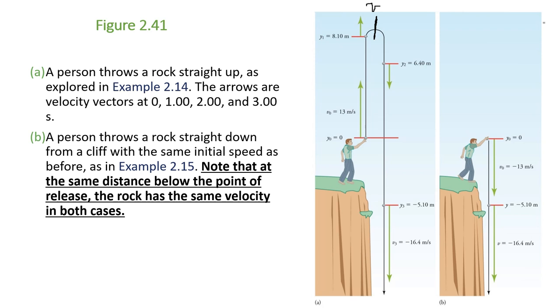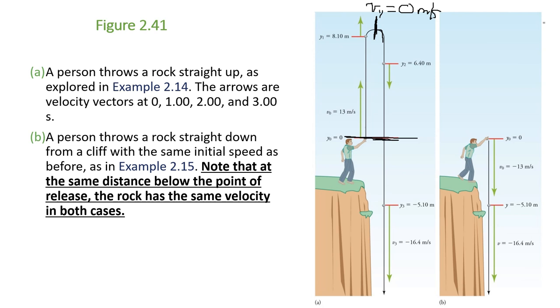The reason it's zero at maximum height is because the object is neither moving up nor down at that instant. So let's pay attention to what's going on. It leaves at 13 meters per second, rises, and reaches a maximum height here, which is a y component of 0 meters per second, and it starts falling again until it reaches the level it was thrown. Now, notice this.